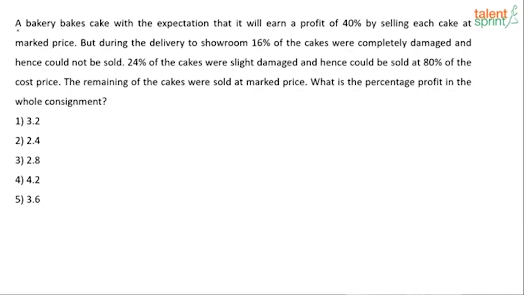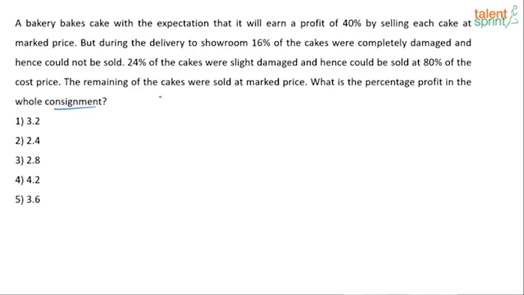See what it says. A bakery bakes cakes with the expectation that it will earn a profit of 40% by selling each cake at the marked price. But during the delivery to the showroom, 16% of the cakes were completely damaged and hence could not be sold. 24% of the cakes were slightly damaged, and hence could be sold at 80% of the cost price. The remaining cakes were sold at the marked price. What is the percentage profit in the whole consignment?